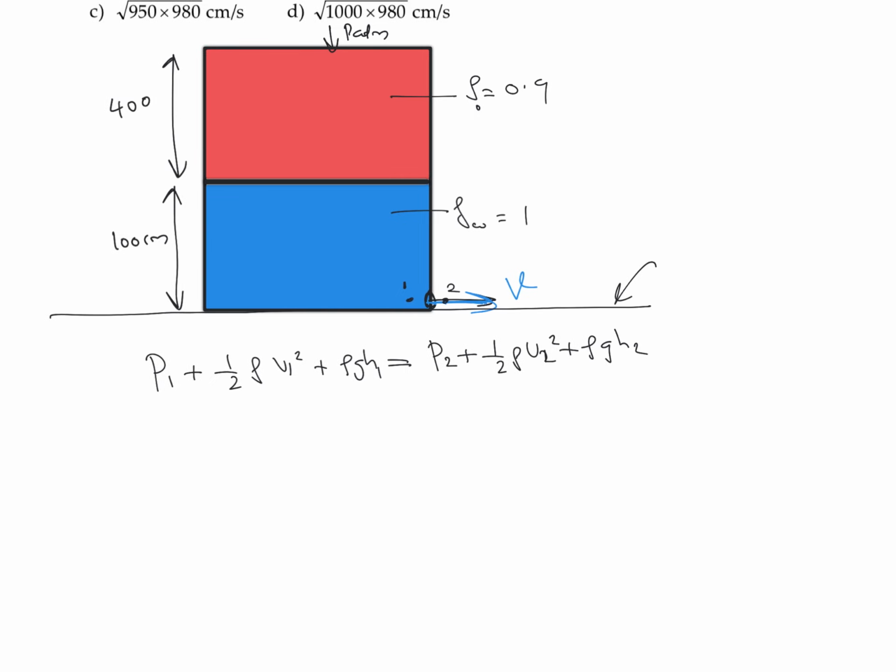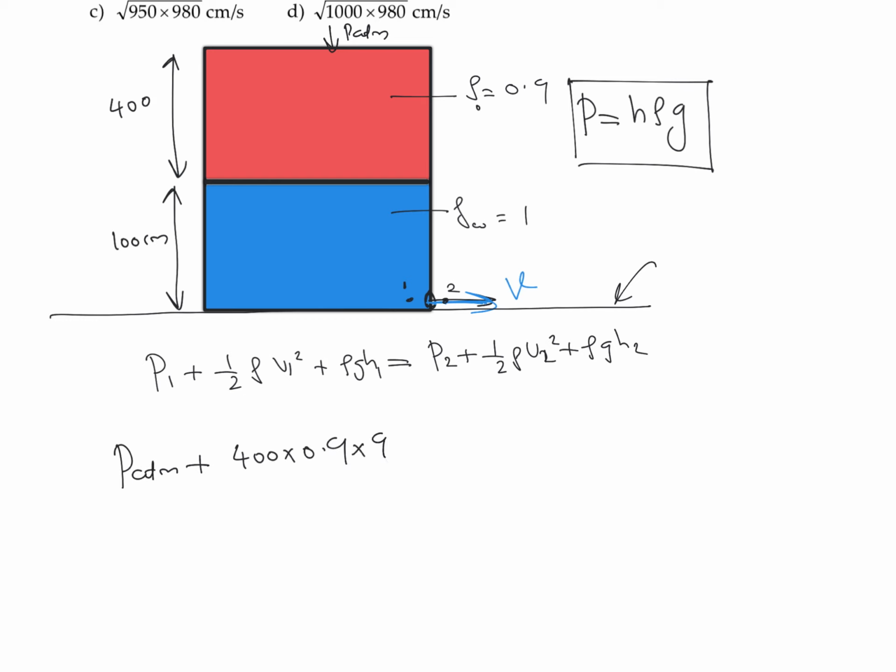let's say P atmosphere. So you can write this as P atmosphere plus pressure due to oil plus pressure due to water. The equation for pressure due to a liquid column is h rho g, where h is the height of the liquid column, rho is the density of the liquid, and g is acceleration due to gravity. So for the oil column, h is 400, density of oil is 0.9, and g is 980, plus the pressure due to the water column, that is 100 into density of water, which is 1, into 980.